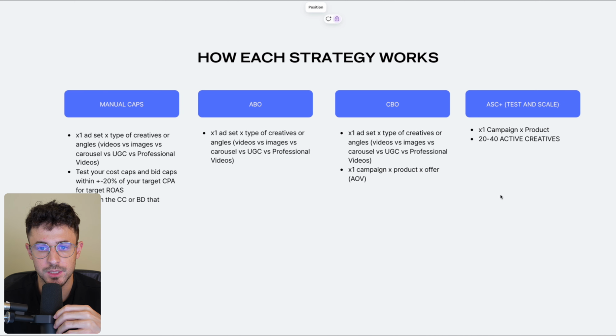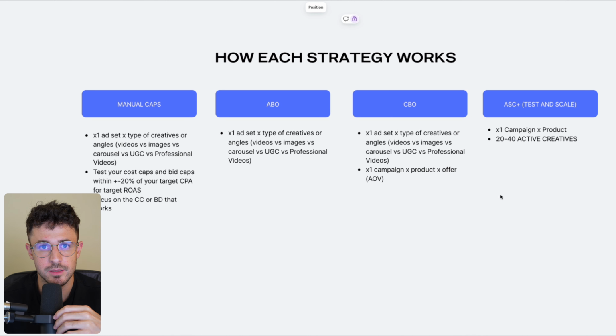And so you just focus all the budget inside one ad set. And since the optimization, when you want to exit the learning phase, happens at the ad set level, this is how you actually optimize everything and exit the learning phase much faster.